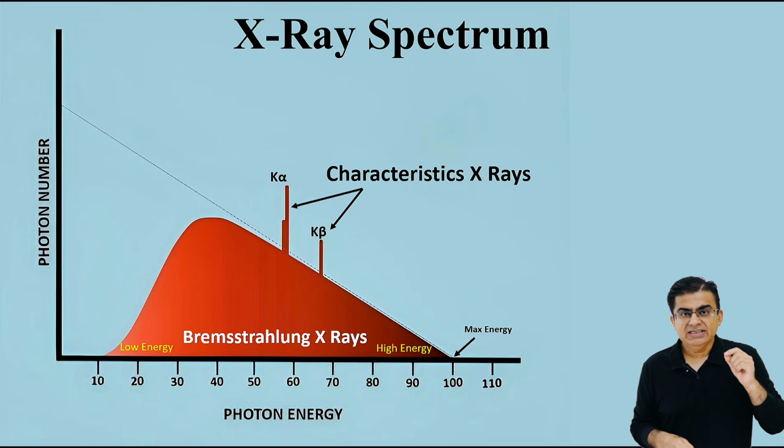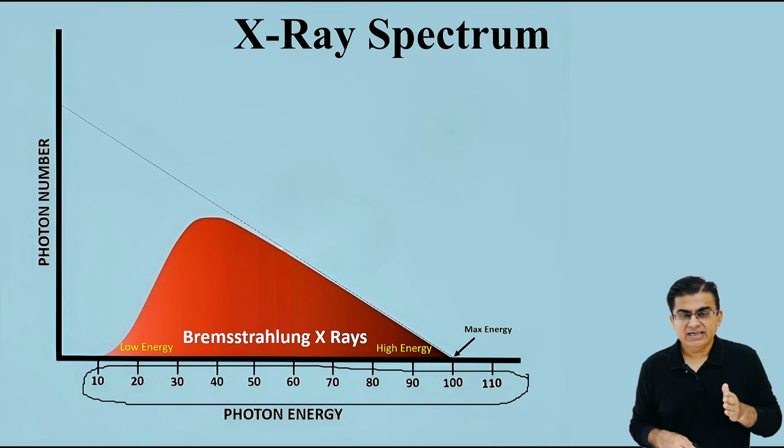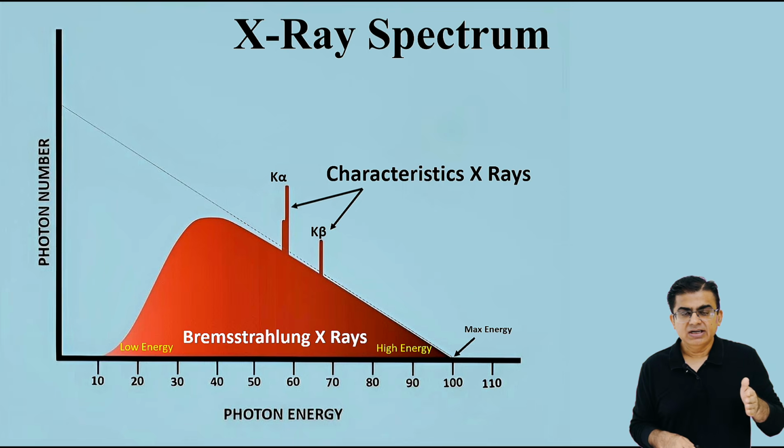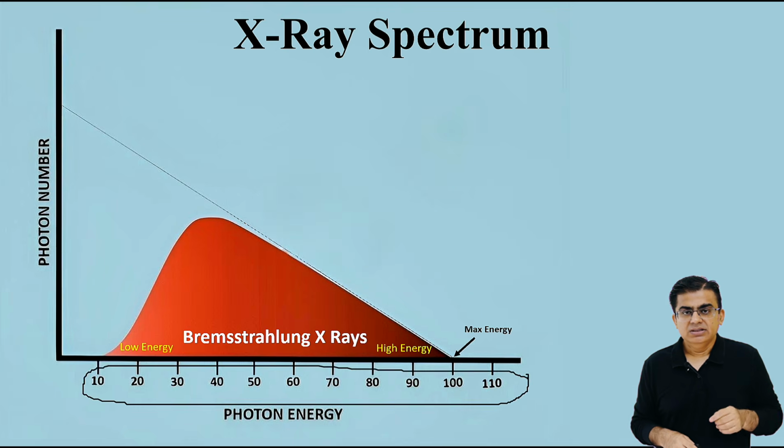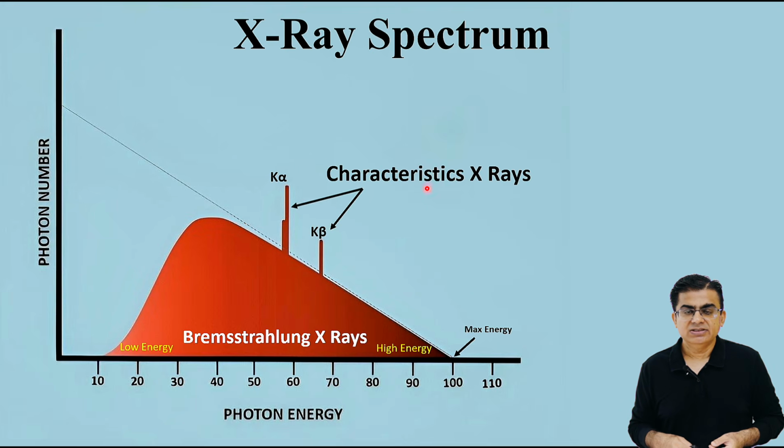Look closely at these two new vertical lines that just appeared on your screen on the Bremsstrahlung X-ray spectrum curve. You can clearly see these two sharp spikes standing directly on top of our smooth red curve. These sharp vertical spikes represent our characteristic radiation. Notice how they are labeled specifically as K alpha and K beta.